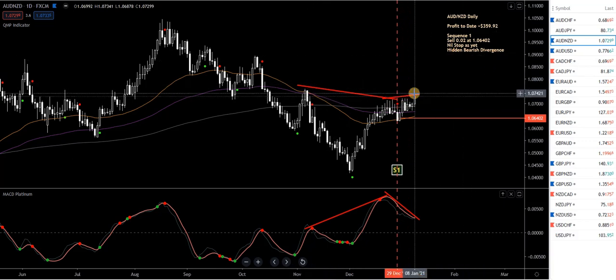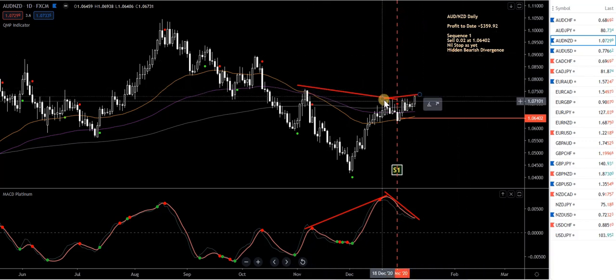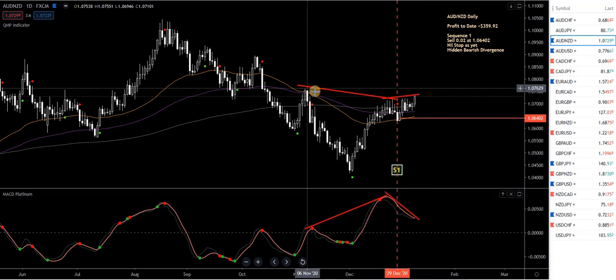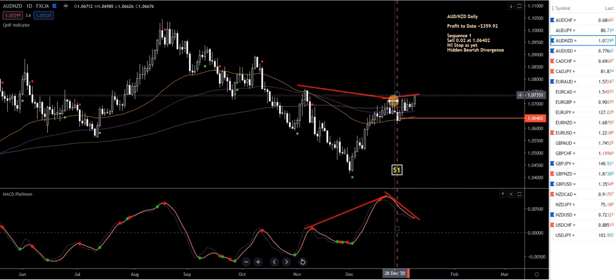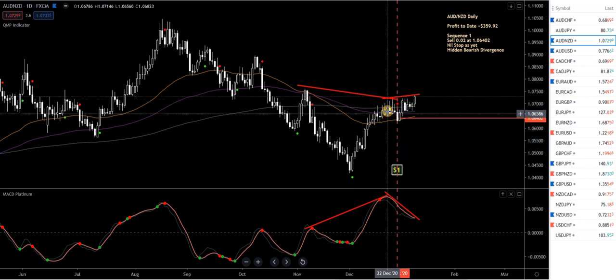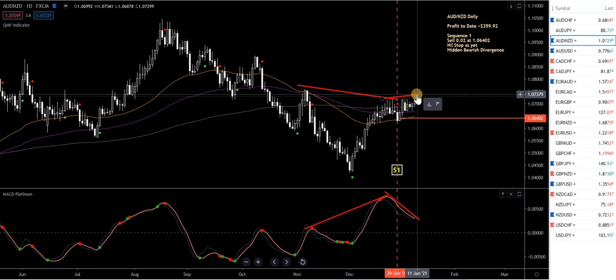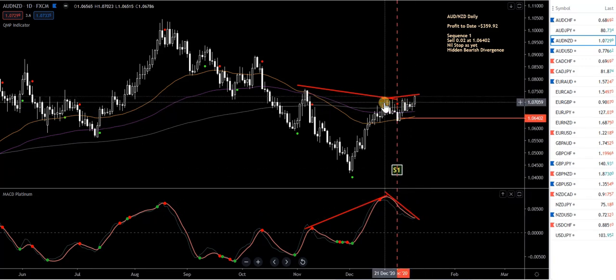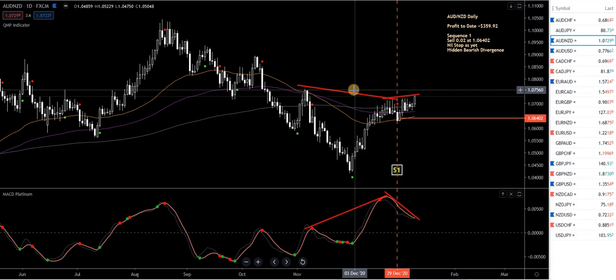So there's no stop in place. So this thing can go up. I don't care. Now it's starting to form regular bearish divergence. So we started with hidden bearish divergence. You can see the lower high on price and the higher high on the MACD Platinum. Now price is going up and the MACD Platinum is still going down. So I like this. This is like a sort of double divergence.